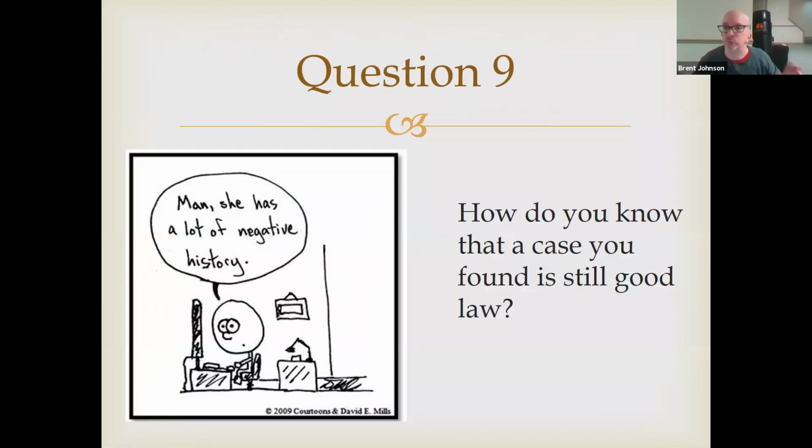So now we get to the most important part here. How do you know that a case or a statute or an agency regulation is still valid? It hasn't been superseded, it hasn't been overruled, it hasn't been deemed unconstitutional. How do we know this? Any thoughts on that? What are we going to do?